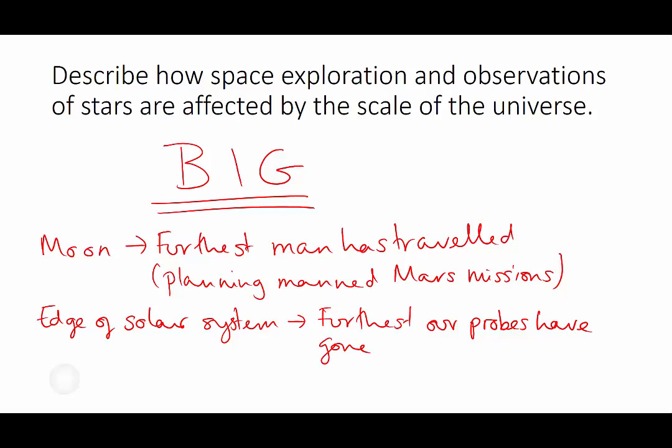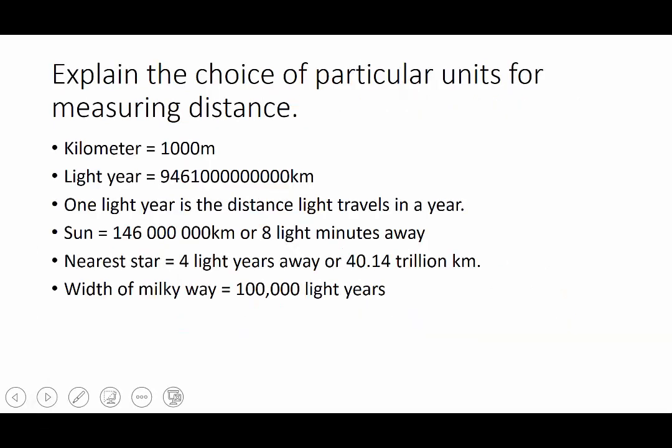So we have two ways of measuring in space. We can measure in kilometers, which is 1,000 meters, or we can measure in light years, which is a big number of kilometers. 1 light year is the distance that light travels in 1 year. Now, for light to travel from our sun, it takes 8 light minutes, and that's 146 million kilometers. The nearest star to the sun is 4 light years away, or 40 trillion kilometers. So it's a really long distance.